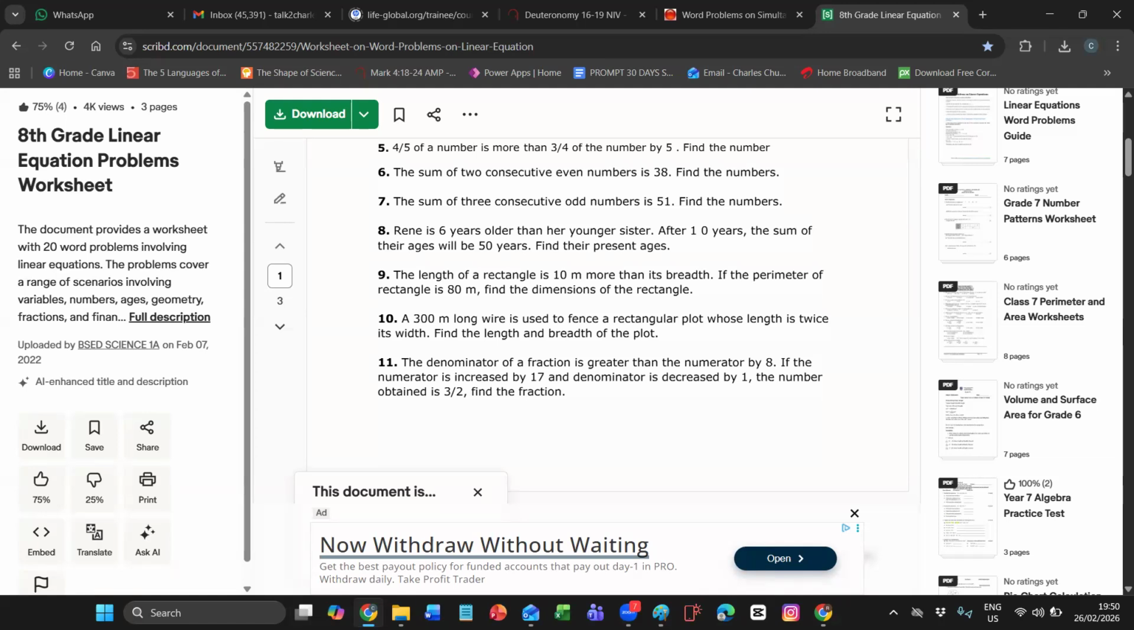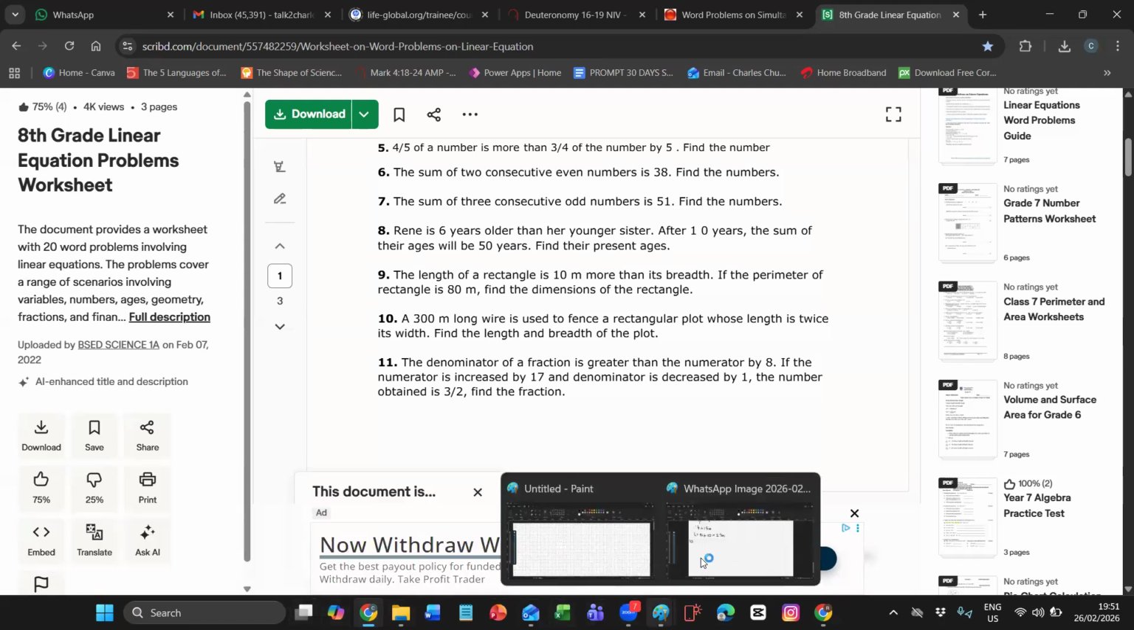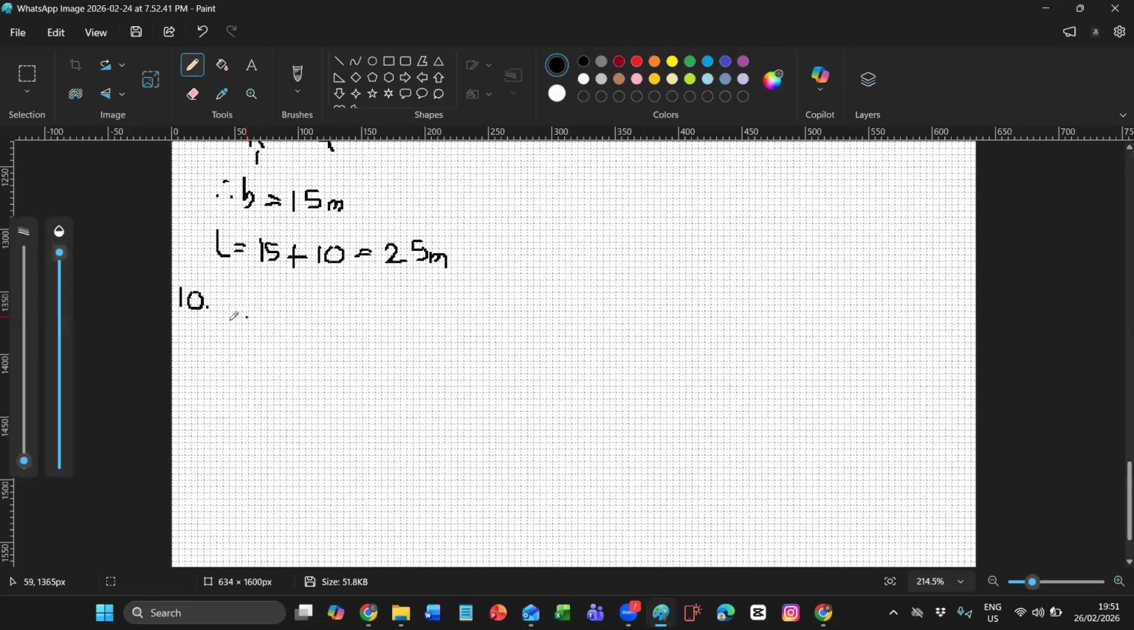2 times length plus width. Yes, so it's the same formula. Okay, so that's P. Let me close this. It's the same thing. P equals 2 into L. Sorry, that 2 doesn't look like a 2, so let me write it well.